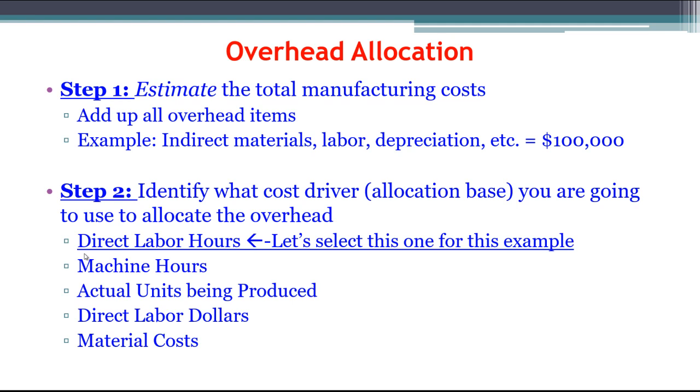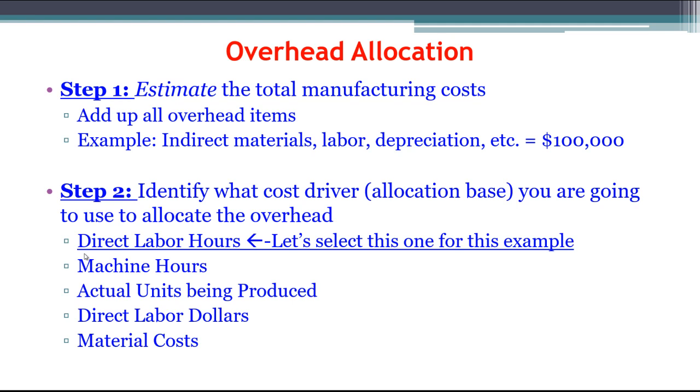Now, in even simpler cases, you might just use the actual number of units being produced. The problem with this, of course, is that it assumes every unit uses overhead in the exact same way, which probably is not the case.